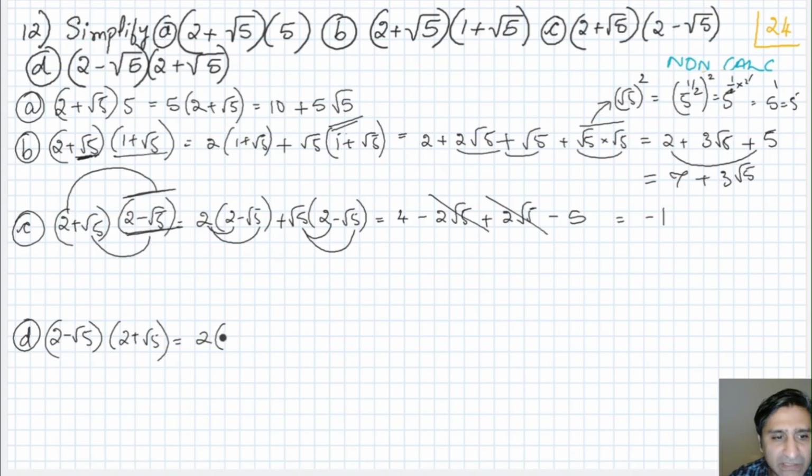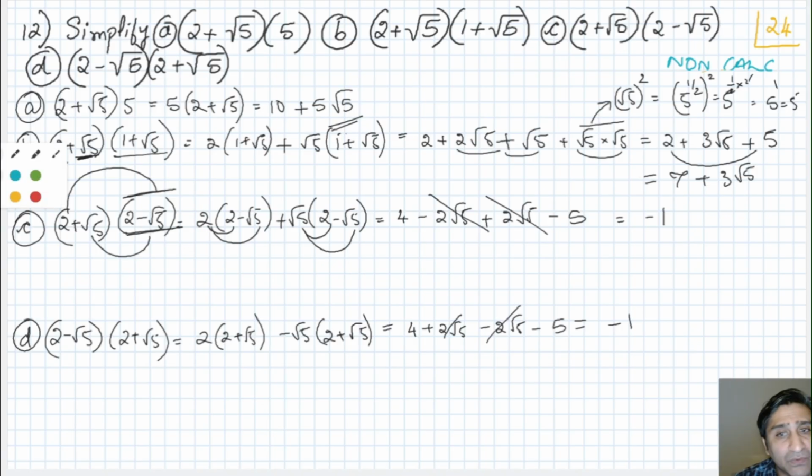Now 2 is 2 plus root 5 minus root 5 times 2 plus root 5. So that's going to be quite simply 4 plus 2 root 5 and 2 root 5 minus and minus 5, they cancel and you get minus 1. Same answer. Now one thing that we need to remember is of course I said to you something about a plus b times c plus d, right?